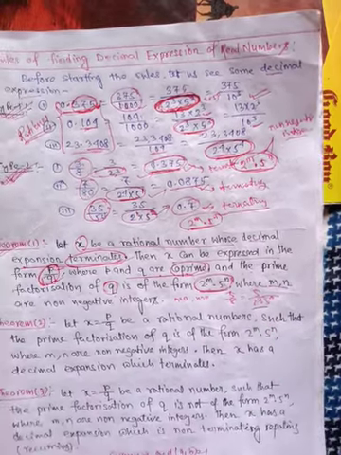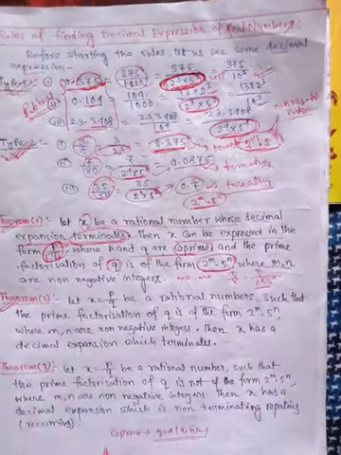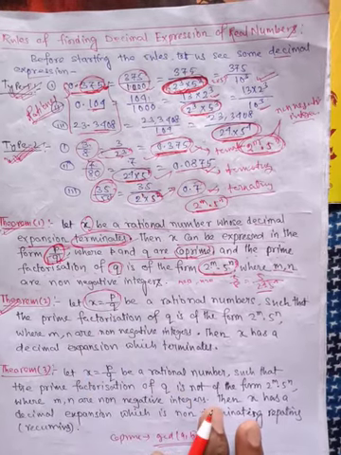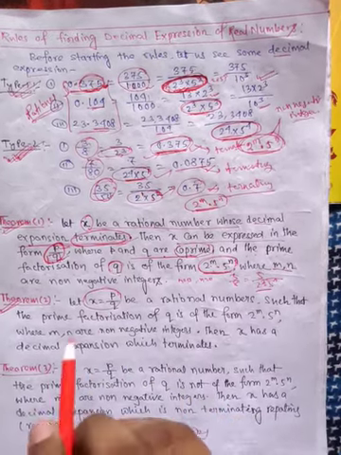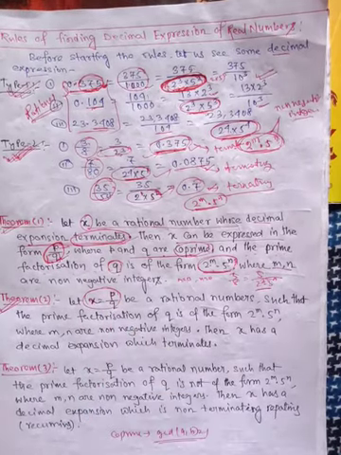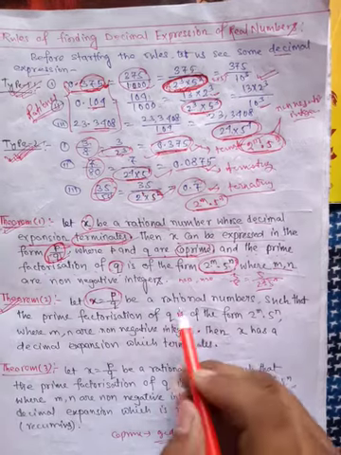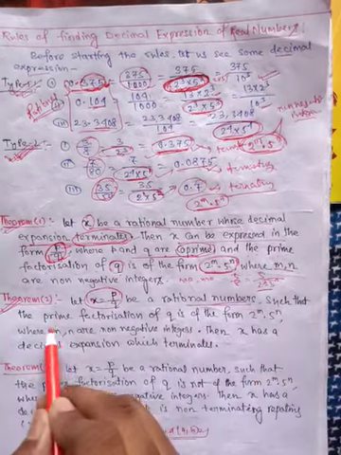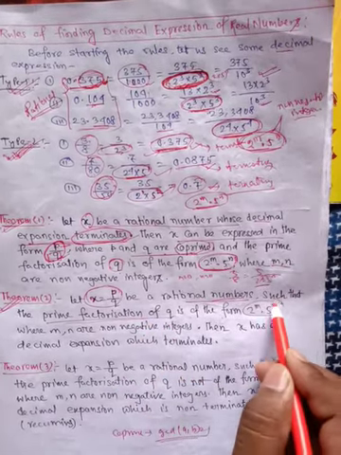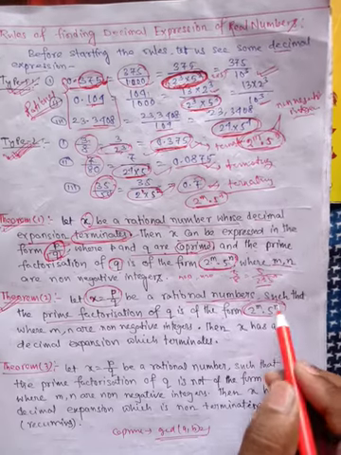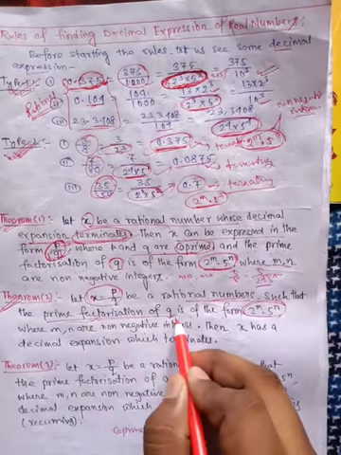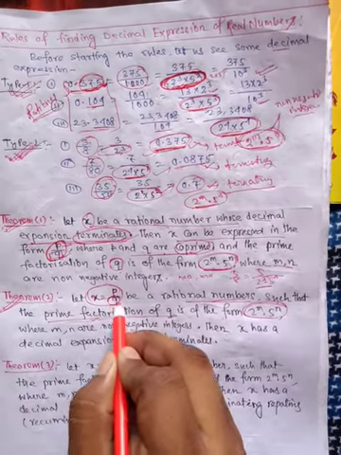Now theorem 2. What does it say? Let x equal p by q. You know a rational number is of the form p by q. A number is given in the form of p by q, a rational number, such that the prime factorization of q is of the form 2 to the power m into 5 to the power n. So what is it saying here? The prime factorization of q, that means the prime factorization of the denominator.